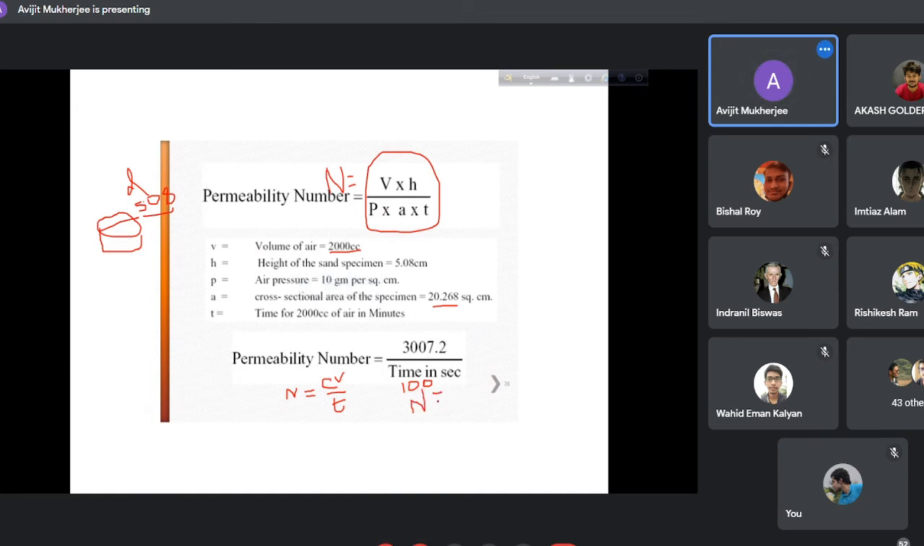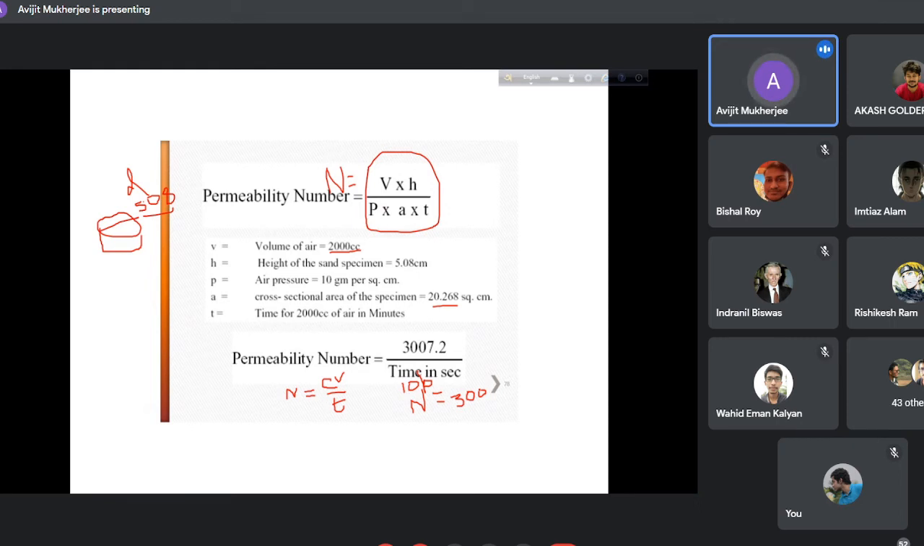30 approximately. Okay, 30 say. Now if your permeability time is 10, what will be the permeability number? Okay, 300.